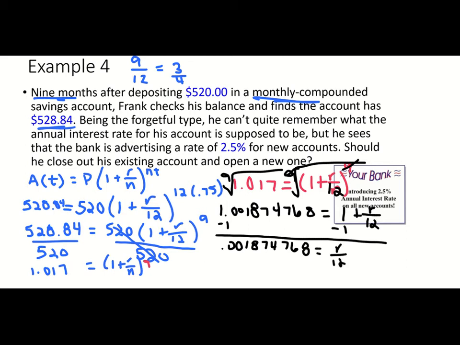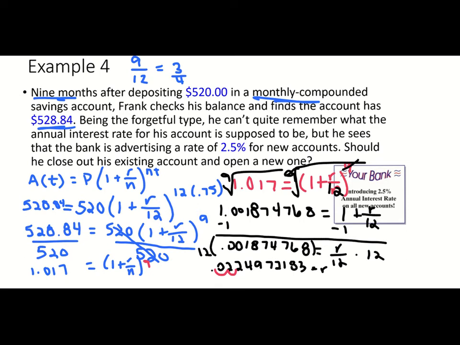We want r, so if it's divided by 12, we are going to multiply both sides by 12. And when I do that, I end up with 0.022497218 equals r. We want an interest rate. So again, this is a decimal, and we're going to turn it into an interest rate. To do that, move your decimal point over 2 places.